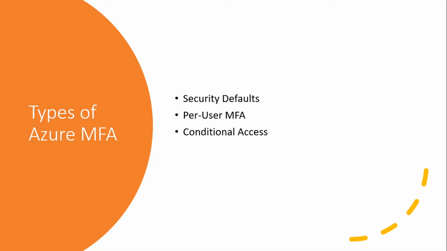Hello everyone. In this video I am going to talk about the different kinds of multi-factor options we have in Azure, from the free one to the P2 license one, and show you how to enable them. So there are three options in Azure by which we can enable multi-factor authentication. The first one is security defaults, the second one is per user MFA, and the third one is conditional access.